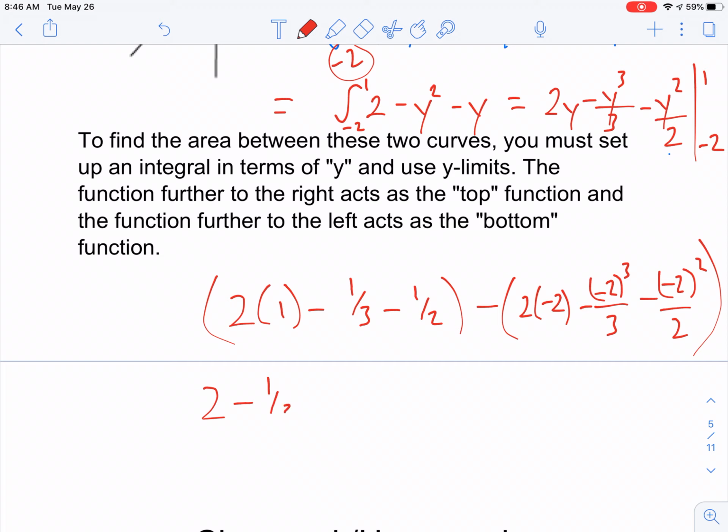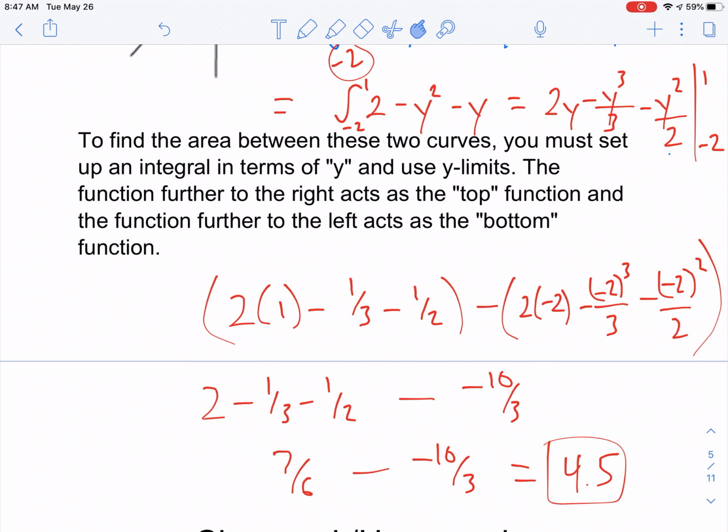So 2 minus a third minus a half here is 7/6 minus -4 minus -8/3 minus 2, which is -10/3. So 7/6 minus -10/3 is going to be, oh, this comes out to the same exact answer as we had above, 4.5, in example 2, right?